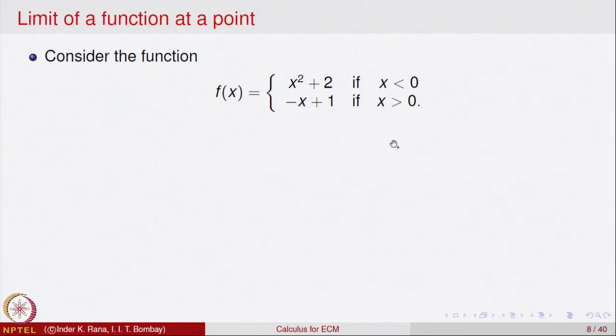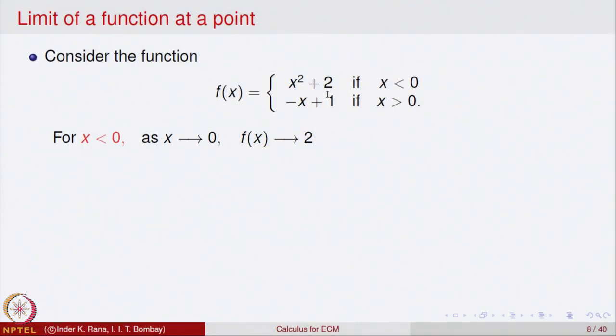So, one would like to find out: does the limit exist at the point x is equal to 0? That is a question one would like to analyze. Because it is defined differently, it is good to analyze the existence of the limit when x is less than 0 and when x is bigger than 0. So, if x is less than 0, then the formula is x square plus 2.